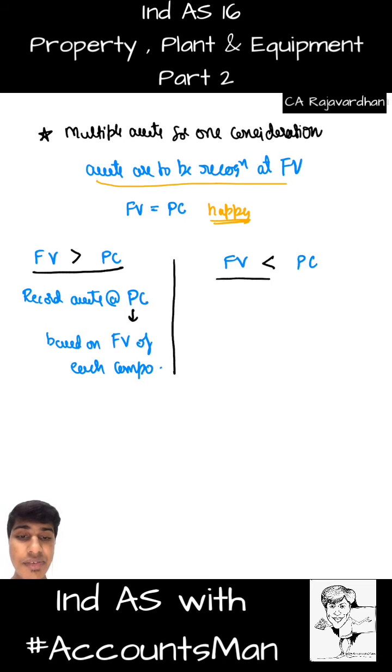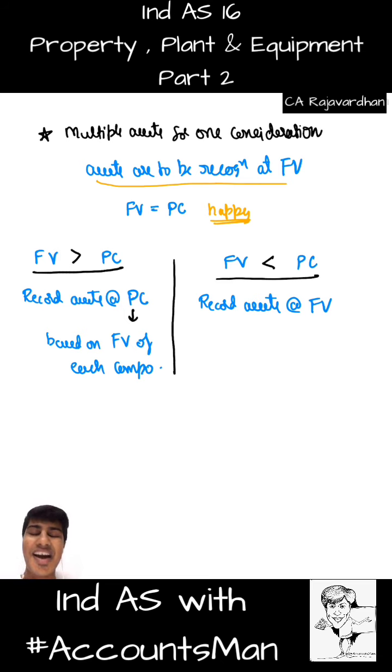Next case is a very important case, when the fair value is lesser than purchase consideration. Here, assume that the fair value of the asset is only 90, but I paid 100 rupees to get it. Then what will I do? Will I do the same thing again? Will I record assets at my purchase consideration? No, I'll record my assets at fair value, not at purchase consideration, because the value of the assets is 90, but I paid 100.